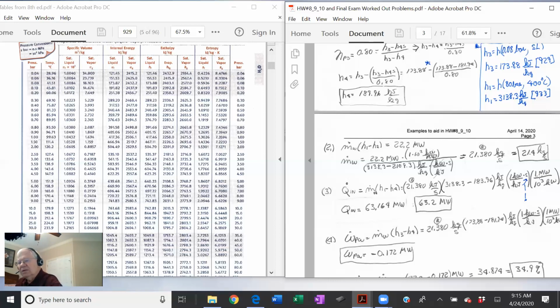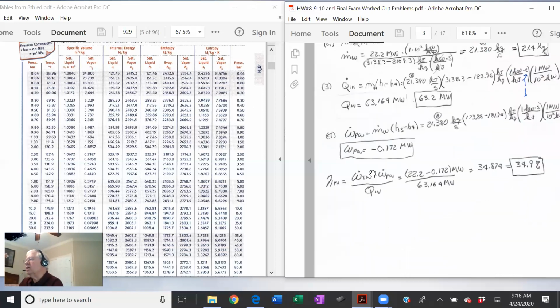Now, what do I need next? I need the work of the pump. Well, I know what the enthalpy change is, H3 minus H4. So I just multiply by the mass flow rate. By the way, that mass flow rate, as you know, flows all around the cycle. And I get work of the pump actual is minus 0.172 megawatts. That doesn't sound like a lot, but that's 172 kilowatts. That's a pretty good amount of work, but it's just small compared to the output of the turbine.